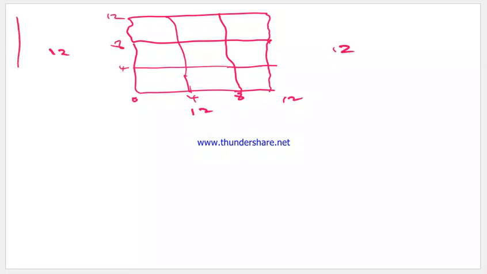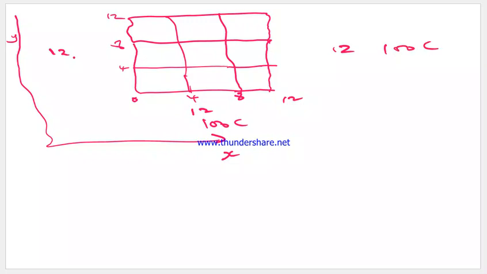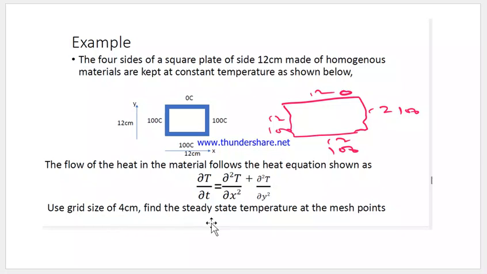So remember, we are working in the Cartesian plane. This is the y direction and this is the x direction. You remember again that this side is kept at 100 degrees Celsius, this side at 100 degrees Celsius, this side at 100 degrees Celsius, and this side is at 0. Now what we are asked to do is to find the steady state temperature at the mesh points.